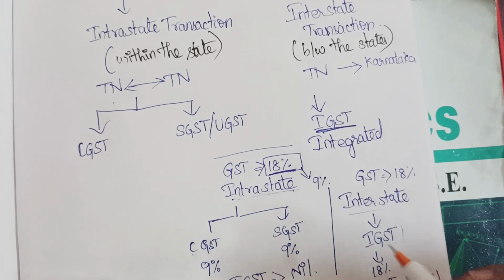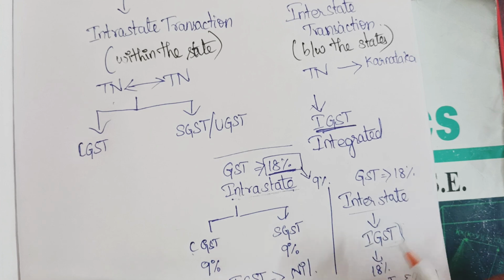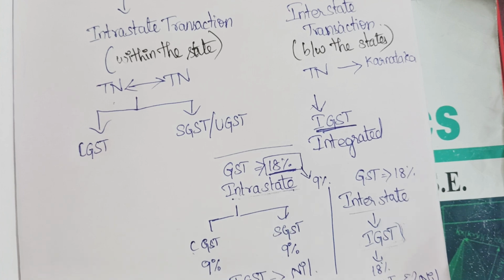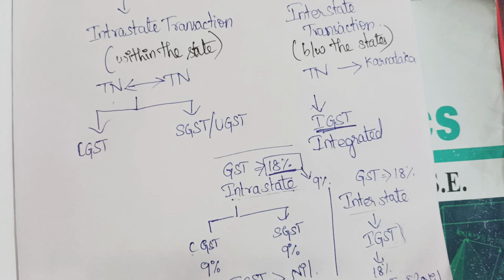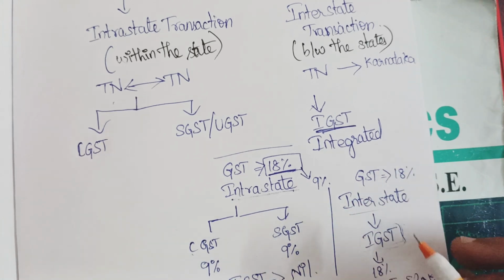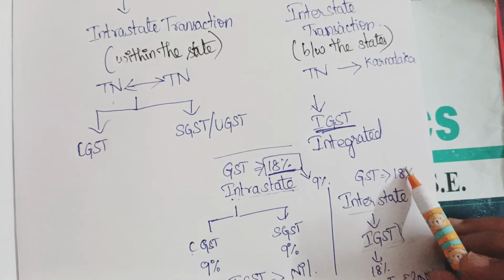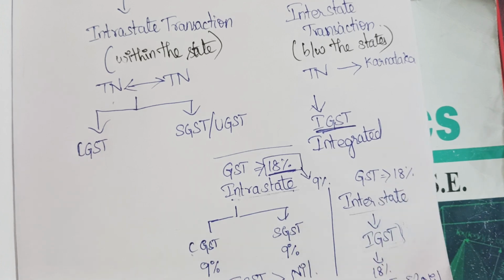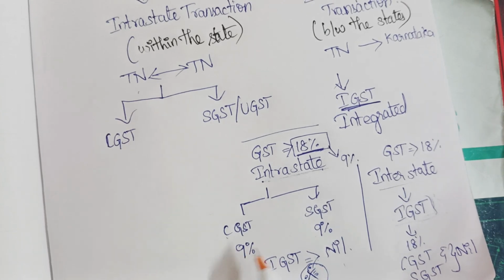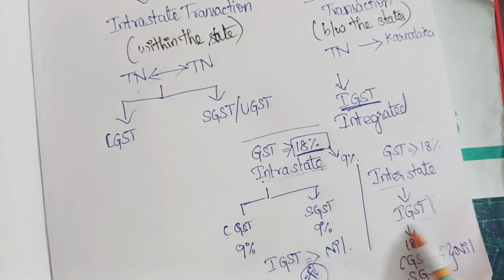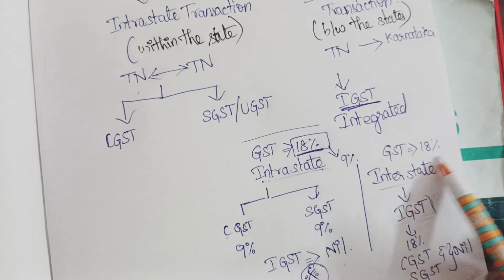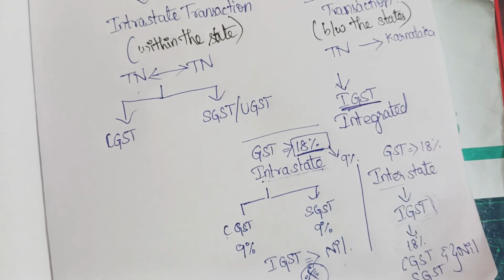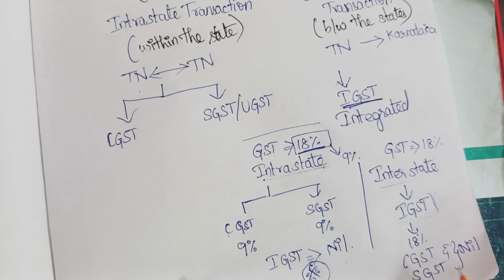Like 18 percentage, directly you will be paying for IGST. Now the CGST and SGST will become nil. Only IGST will become 18 percentage, because only one GST we are paying here. Altogether this 18 will be paid here. Here we have two types of GST we are paying, so it will become 9 percentage and 9 percentage. Here we have only one GST, so we will be paying all together at once. And here CGST and SGST will become nil.